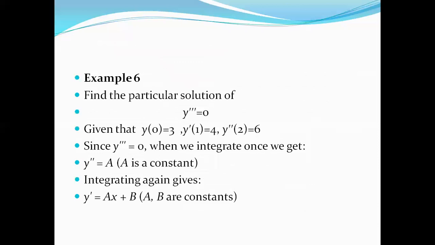Now another example. Find the particular solution of y triple dash is equal to 0, given that y(0) is equal to 3, y dash(1) is equal to 4, y double dash(2) is equal to 6. Since y triple dash is equal to 0, when we integrate once we get y double dash is equal to a, where a is a constant. Integrating again gives y dash is equal to ax plus b, where a and b are constants.